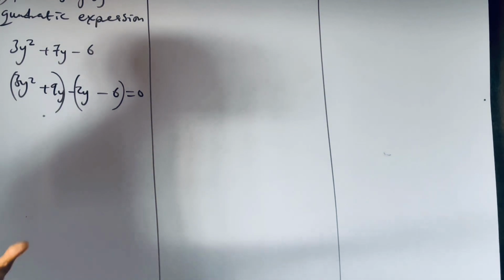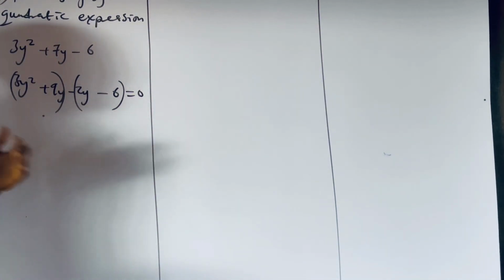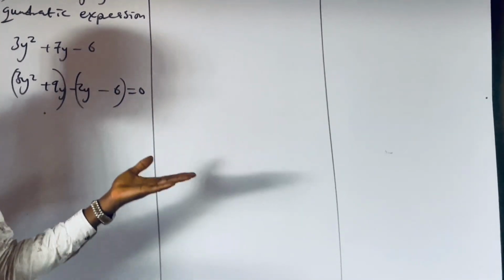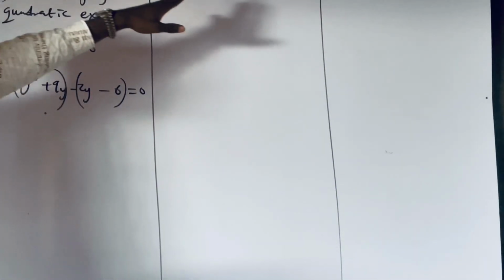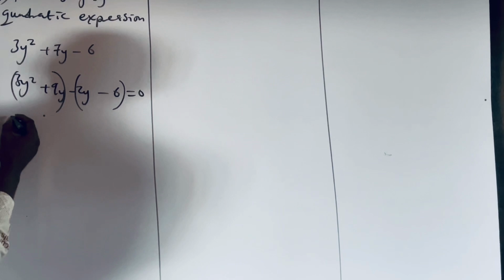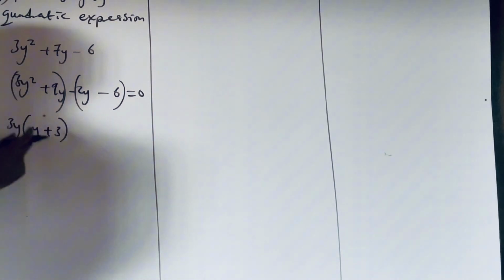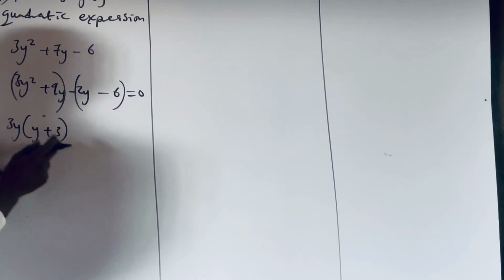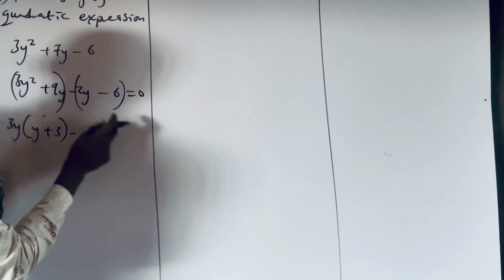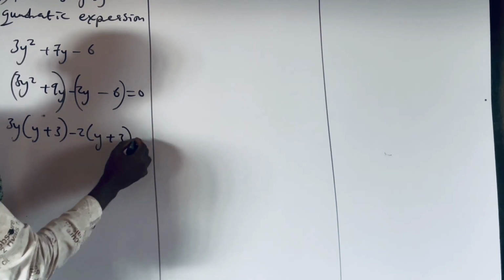Now we have to carry out factorization by taking out common factor. That's the first thing I'm going to do here. The second thing I'm going to do is factorization by grouping of terms. So, what is the common factor here? Common factor here is 3y bracket y plus 3. 3y times 1 will give us 3y squared. 3y times plus 3 will give us plus 9y. Common factor here is 2, 2 into bracket y plus 3 equal to 0.